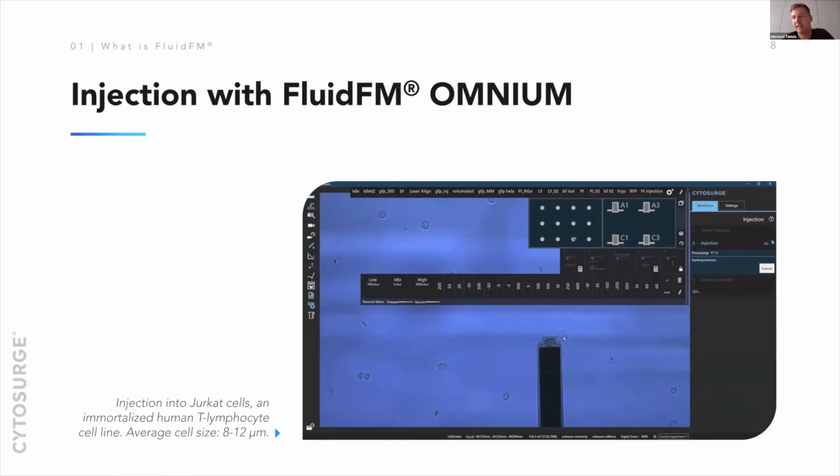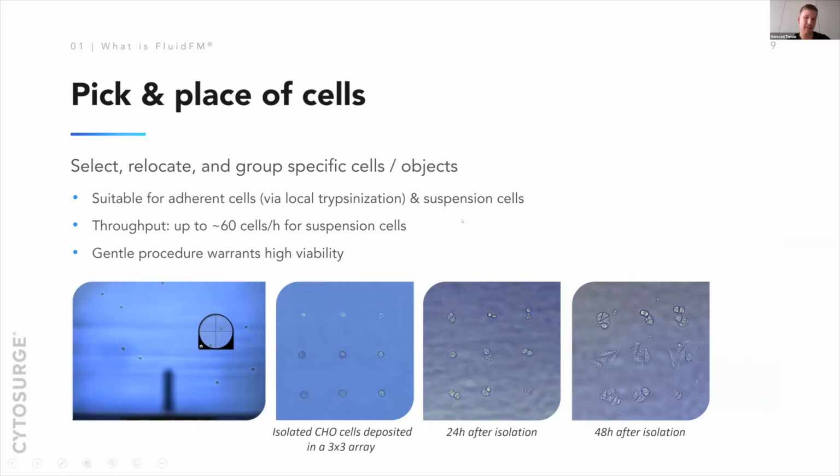Now, what can you inject? Well, it depends on what you're interested in. We have people injecting proteins, antibodies, RNA, DNA, plasmids, even nanoparticles, extracellular vesicles. Anything that comes out of a 600 nanometer hole, more or less, should be fine.